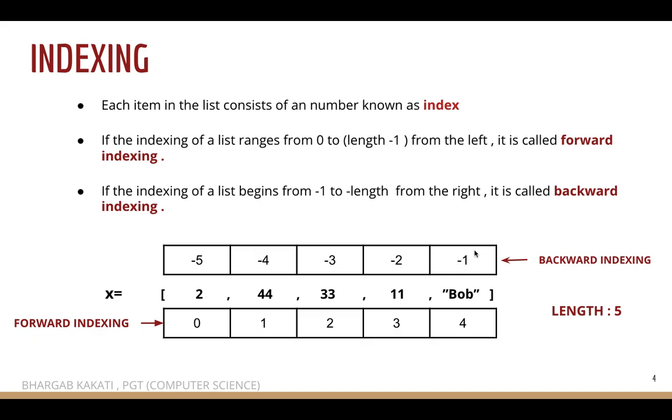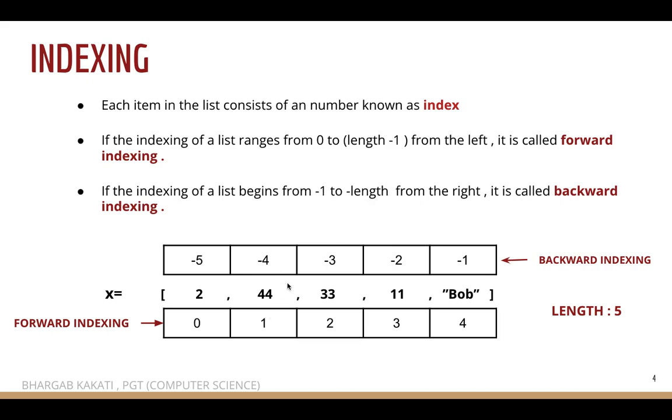Therefore, the backward index of Bob is minus 1, backward index of 11 is minus 2, of 33 it is minus 3, of 44 it is minus 4 and of 2 it is minus 5. Therefore, of each element we have two indexes, forward index and the backward index. We can use any index for referring to a particular element as per our choice. For example, in order to refer to 44, we can either use the index 1 or the index minus 4.